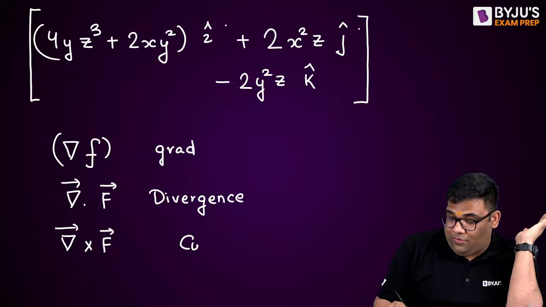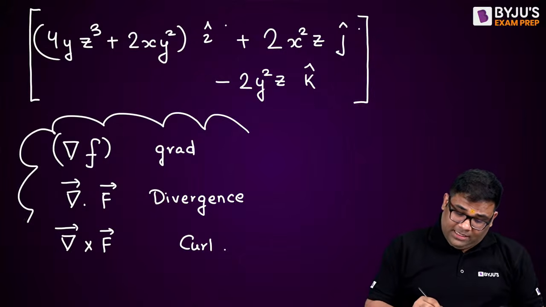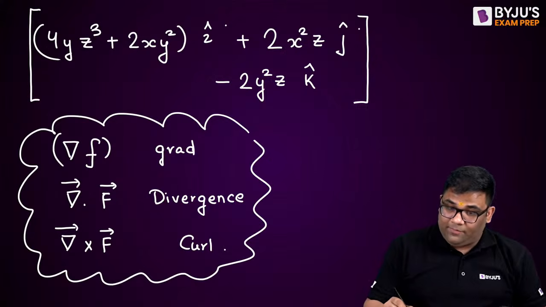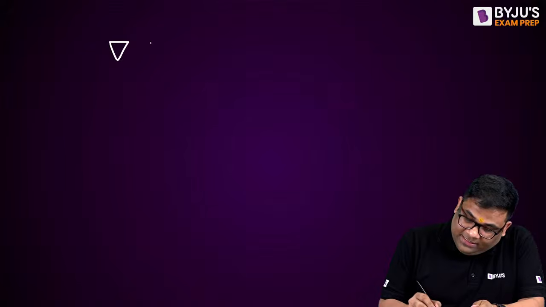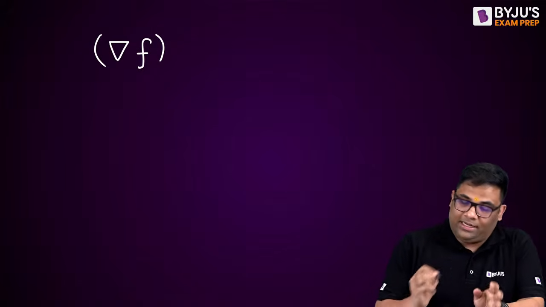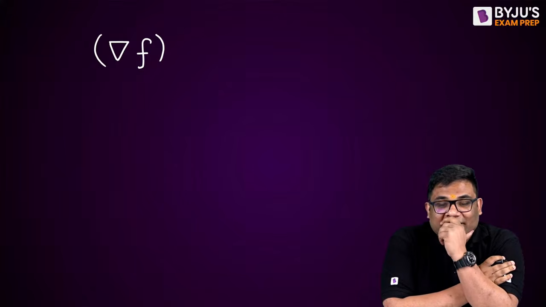Now, let us see some conclusions which are very important. Now, tell me this. What is this? This will be a vector or scalar? Tell me.